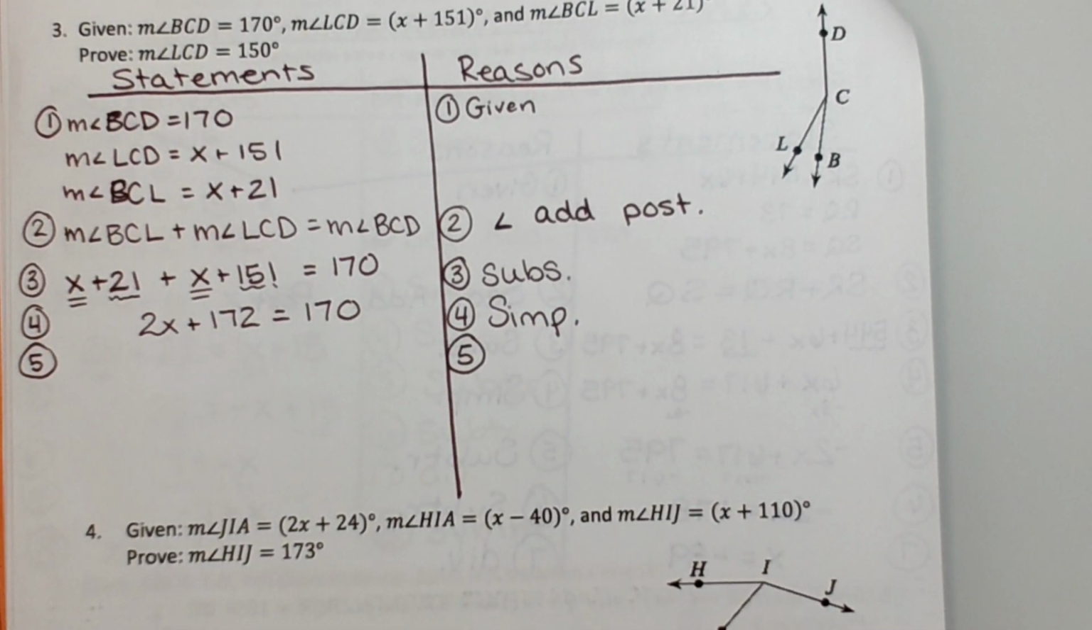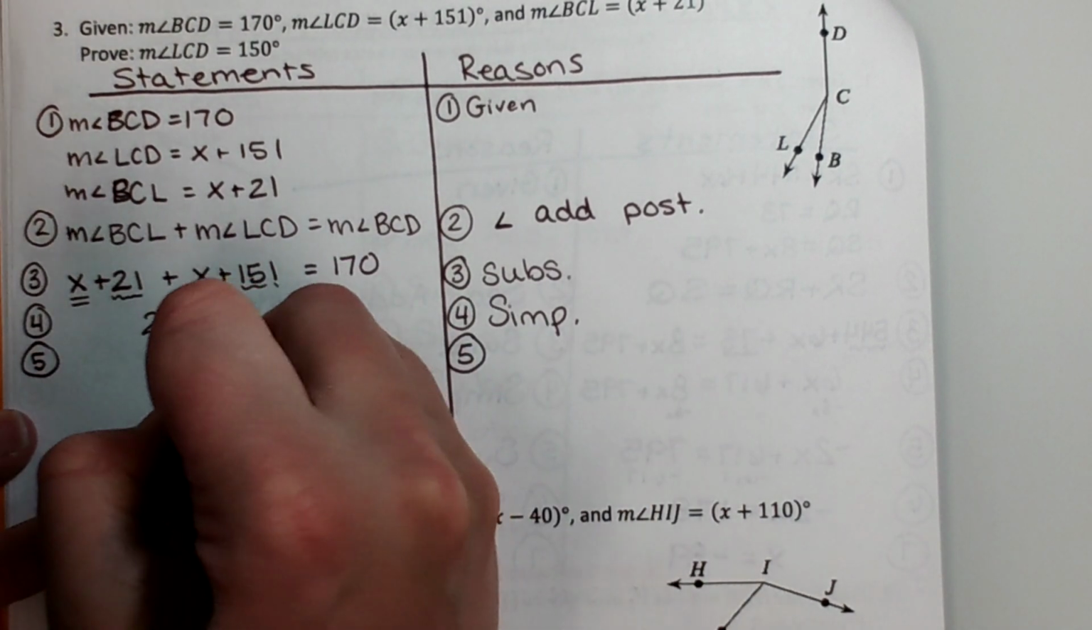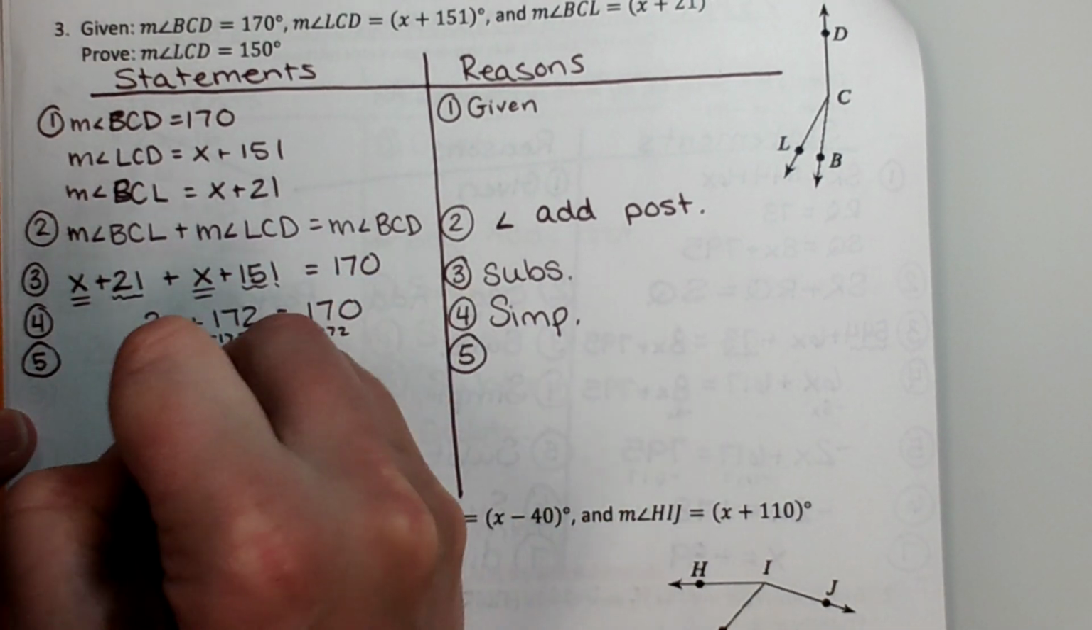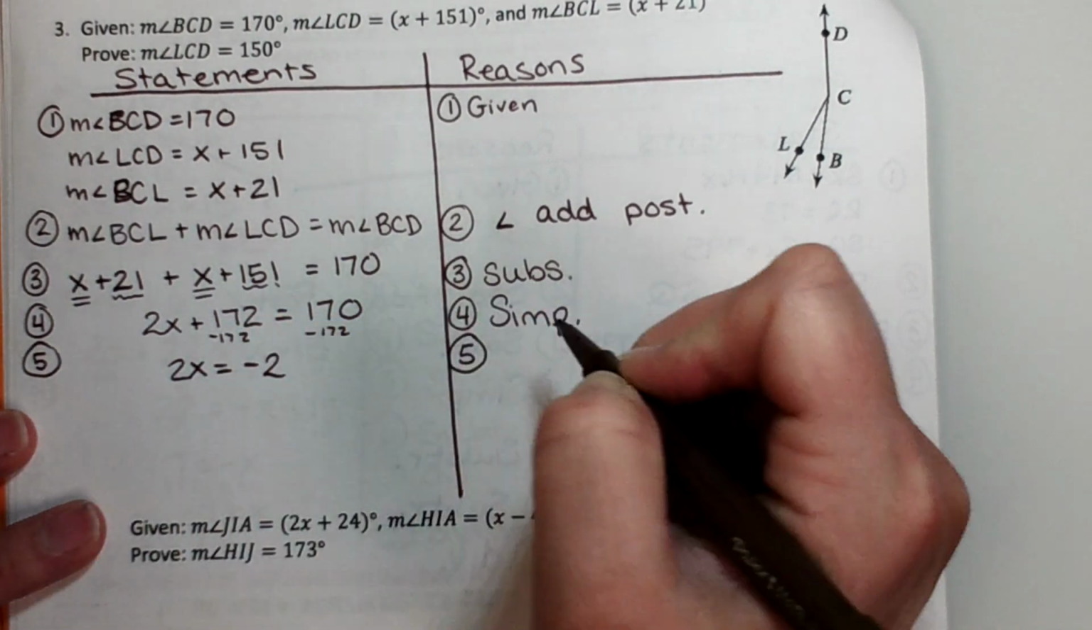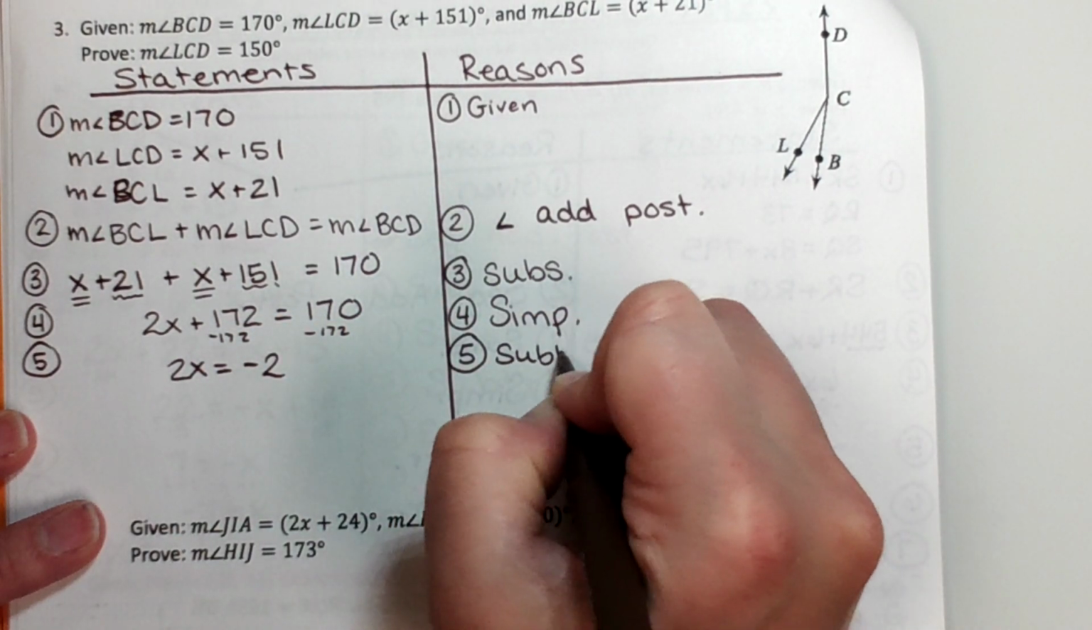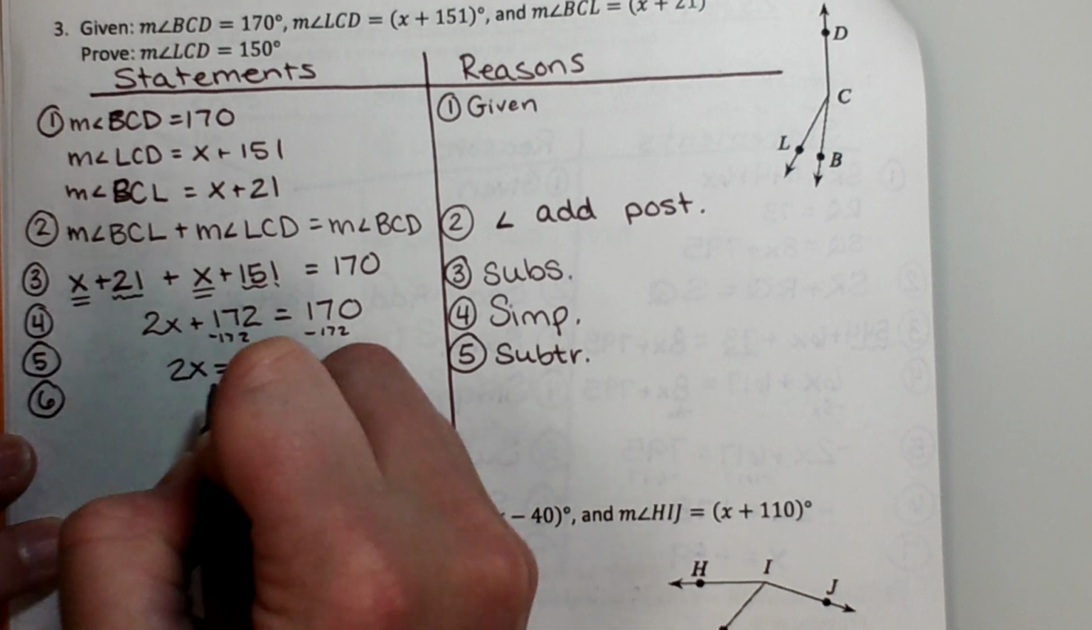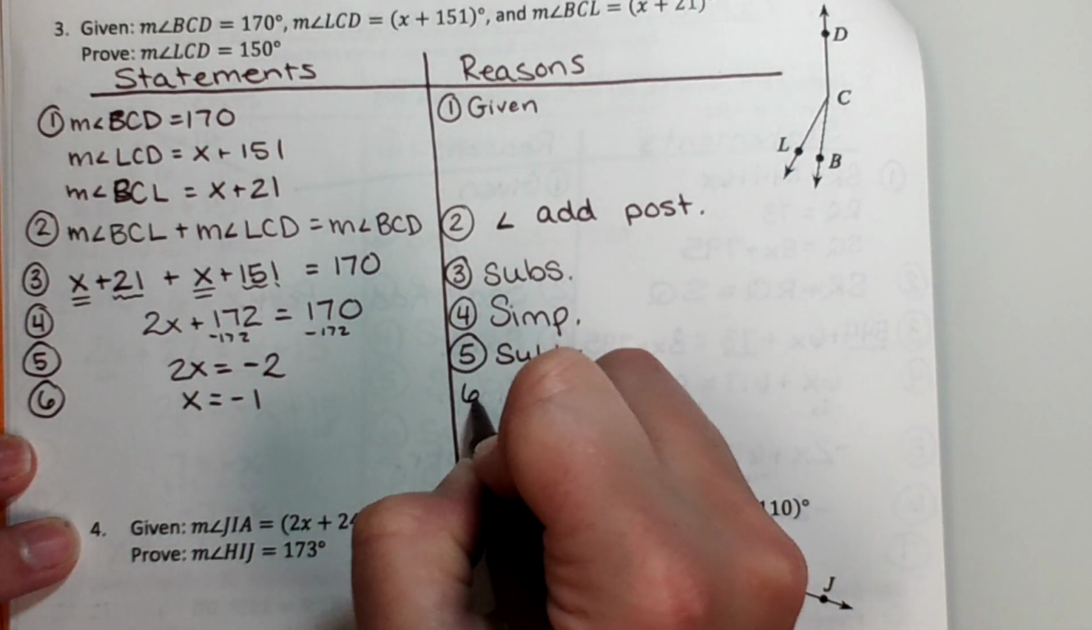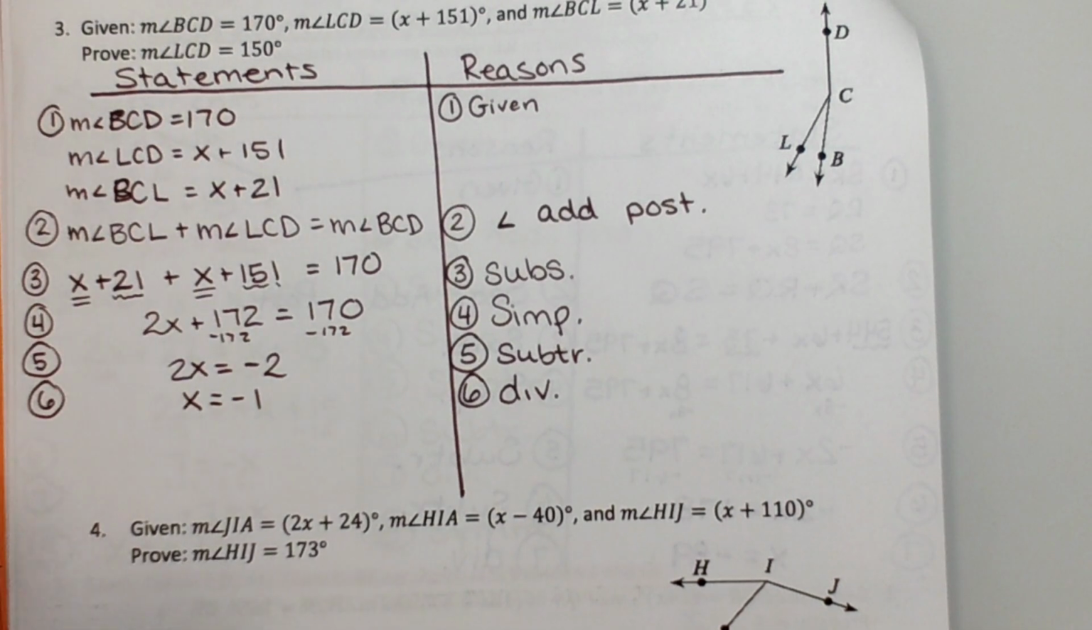This is algebra. You subtract 172. 2x equals negative 2. That was subtraction. We divide. Divide by 2, x equals negative 1. We did substitution and then simplify. Do you notice that's not what it asked us to prove? Doesn't mean we're wrong, means we're not done.